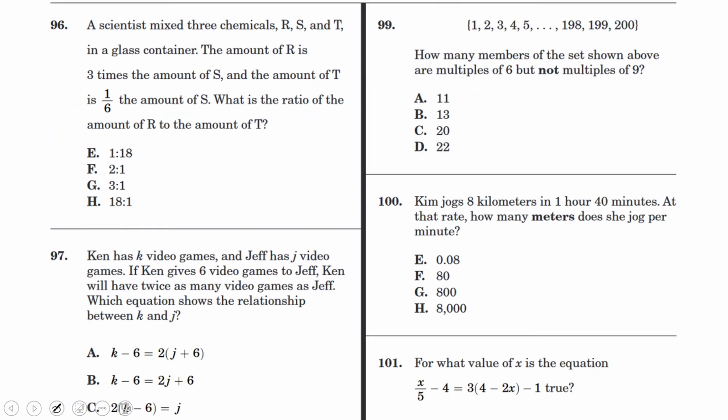Next, a scientist mixed 3 chemicals R, S, and T in a glass container. The amount of R is 3 times the amount of S, and the amount of T is 1/6 the amount of S. Great, and we need to find the ratio of R to T. Good, so let's just divide one by the other, top by the bottom. Whatever, bottom by the top, whatever. So R over T is equal to 3 all over 1/6, which is what? Which is, we flip the 1/6 to the 18, so it's 18 to 1. Well, 18 over 1, so that's H.